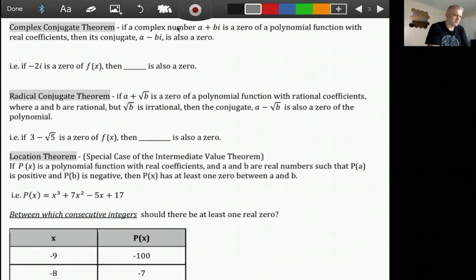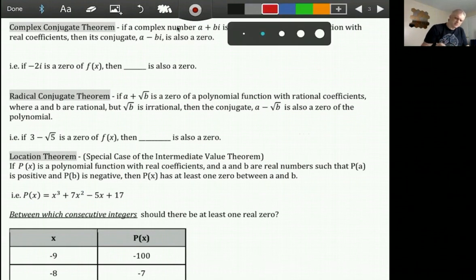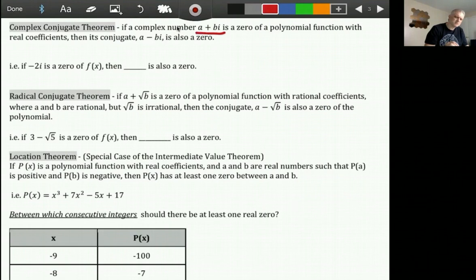Okay, so let's continue. The complex conjugate theorem. So complex numbers, I think I mentioned it earlier, can be written in the form of a plus bi.